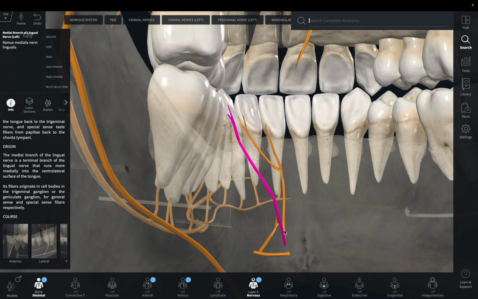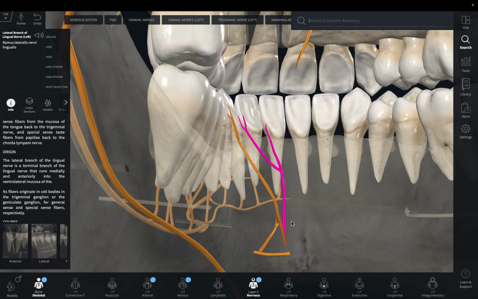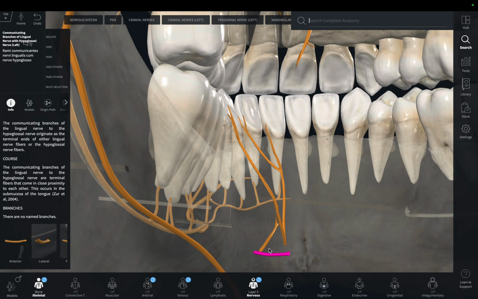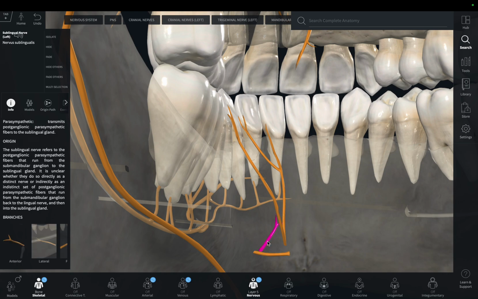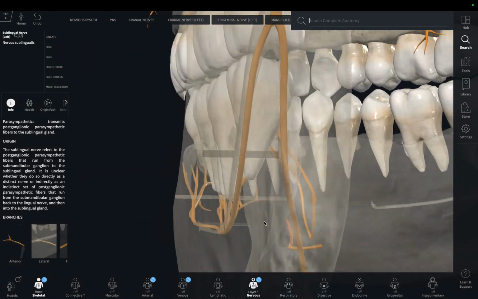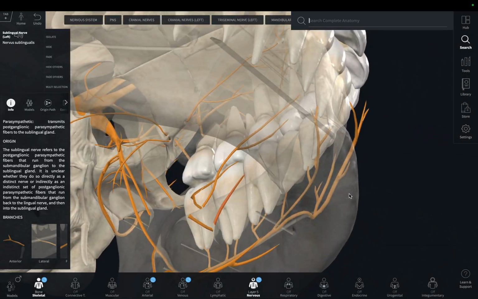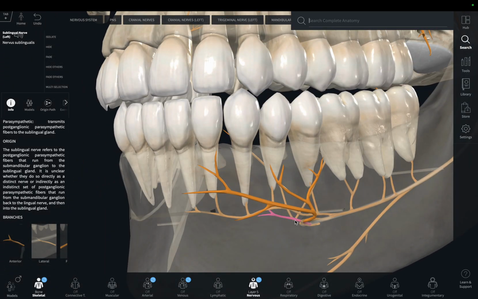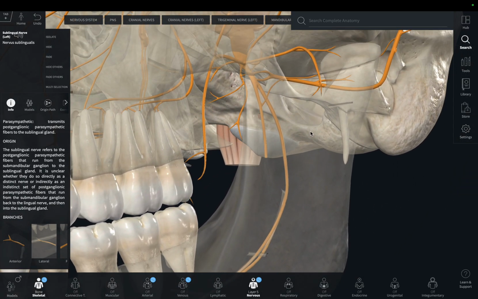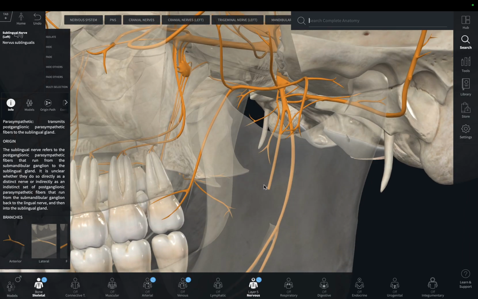These are terminal branches of the lingual nerve. But essentially, they innervate the tongue. This is also a branch of the lingual nerve and goes to the sublingual ganglion and the sublingual gland, salivary gland. That's the posterior division. Now we'll go through the anterior division.